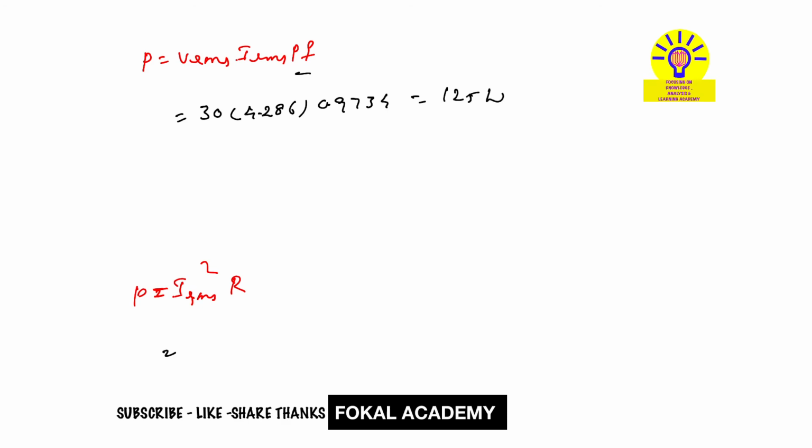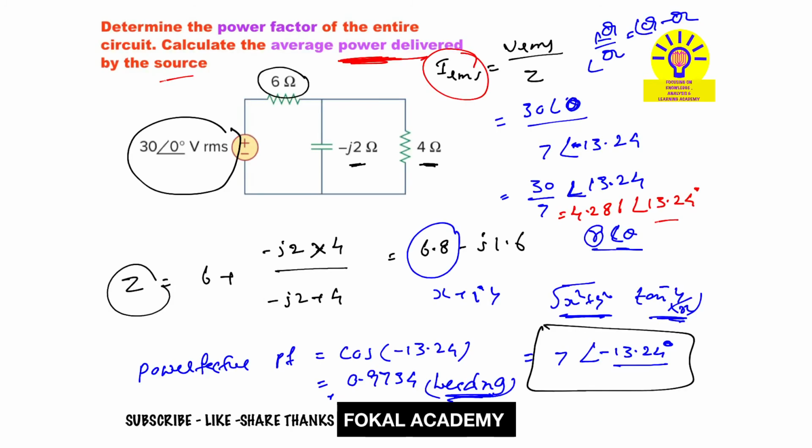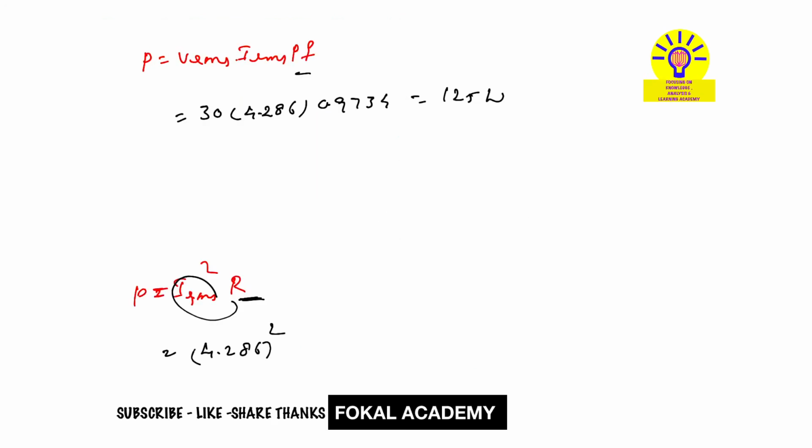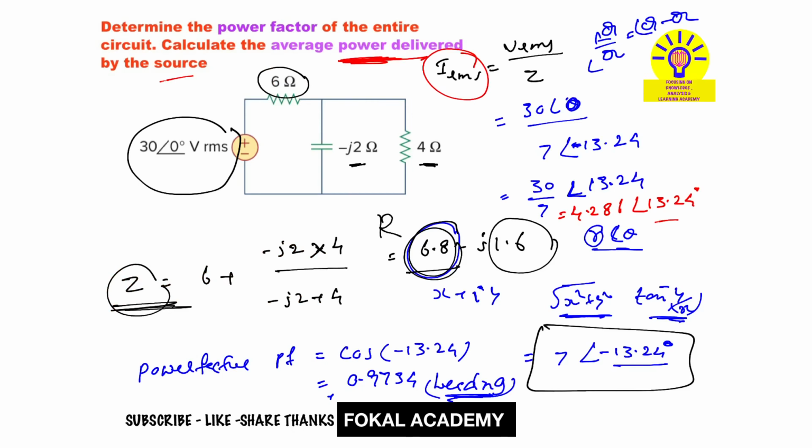In the other method, I RMS is 4.286, whole square. Here R means, in the complex number, the pure resistance value for the overall circuit, and the impedance is for the overall circuit, so it is considered as R. That's equal to 6.8. By using a calculator we will get 125 watts. So the average power delivered by the source is 125 watts and the power factor we got is 0.9734.